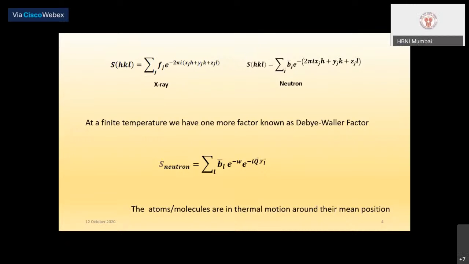Dynamics, the atoms or molecules around their mean positions in a crystal lattice, and this is what e to the power minus W gives me: the structure factor for neutrons. It can be also equally, because I have written here b_L average, this should be f_L in case of X-rays. Otherwise, the rest of it goes the same. And this Q will be equal to a reciprocal lattice vector G when you talk about crystal diffraction.